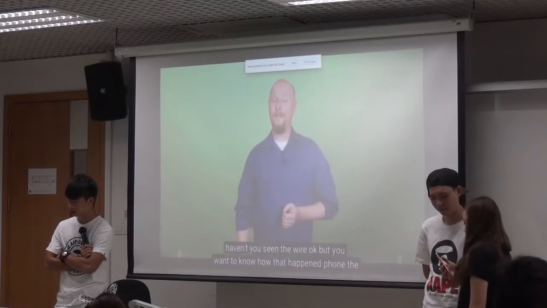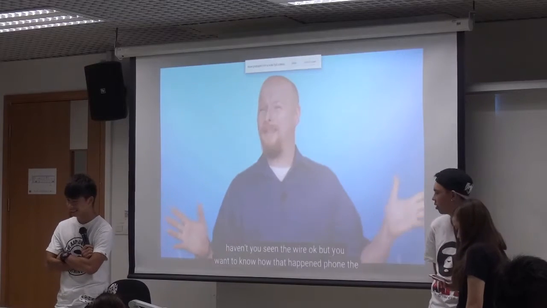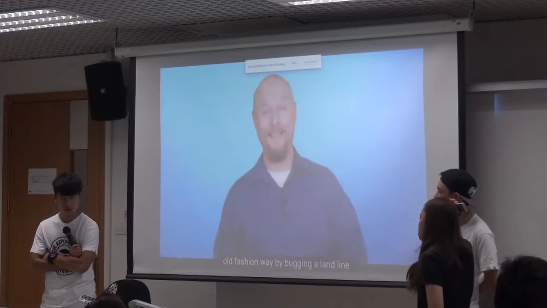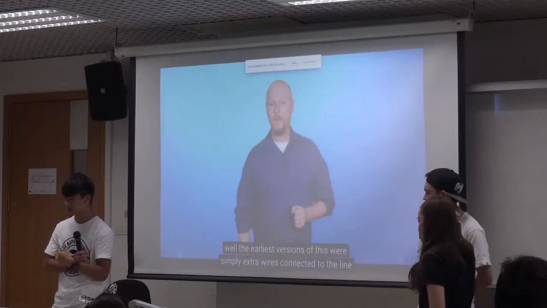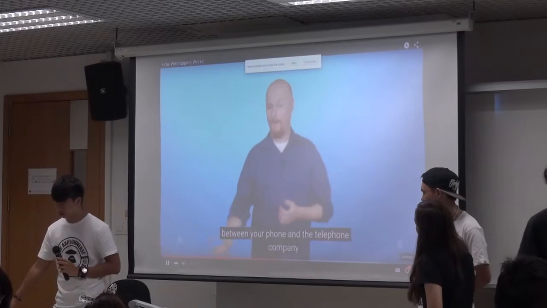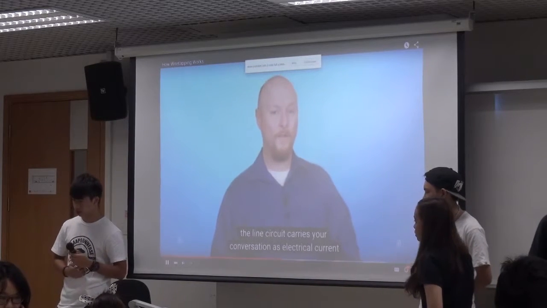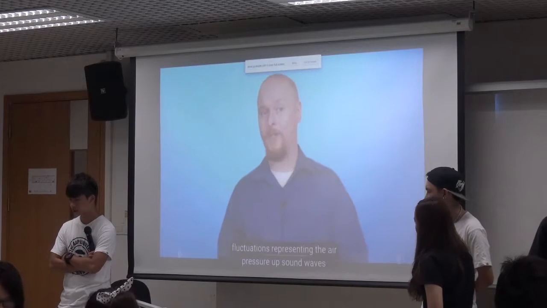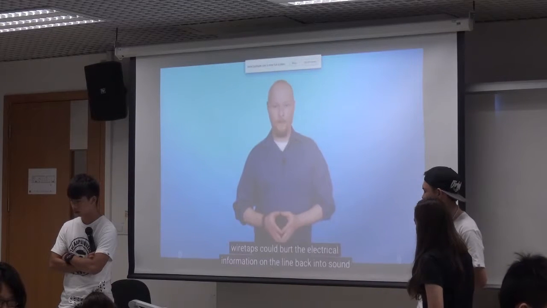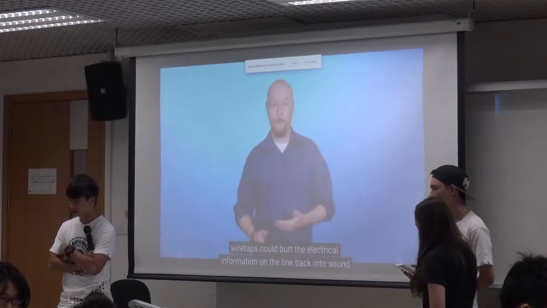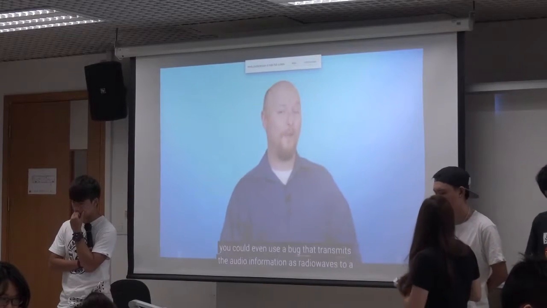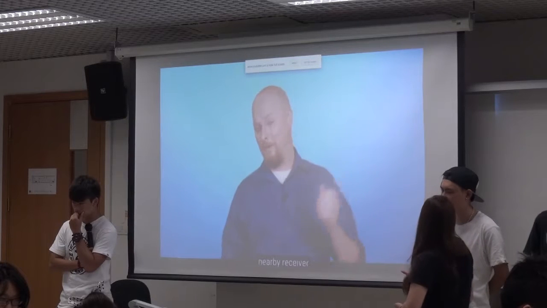Oh, but you want to know how to tap a phone the old-fashioned way by bugging a landline. Well, the earliest versions of this were simply extra wires connected to the line between your phone and the telephone company. The line circuit carries your conversation as electrical current fluctuations, representing the air pressure of sound waves. Wiretaps convert the electrical information on the line back into sound that can be listened to or recorded. You can even use a bug that transmits the audio information as radio waves to a nearby receiver.